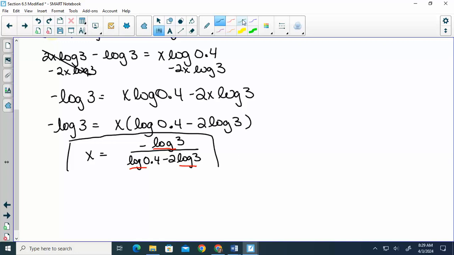You get about 0.3529. And how can you check yourself on those? Put them back into the original and see if they work. I'm not going to do all of these extra problems today, I'm going to save some for tomorrow. Let's do C.